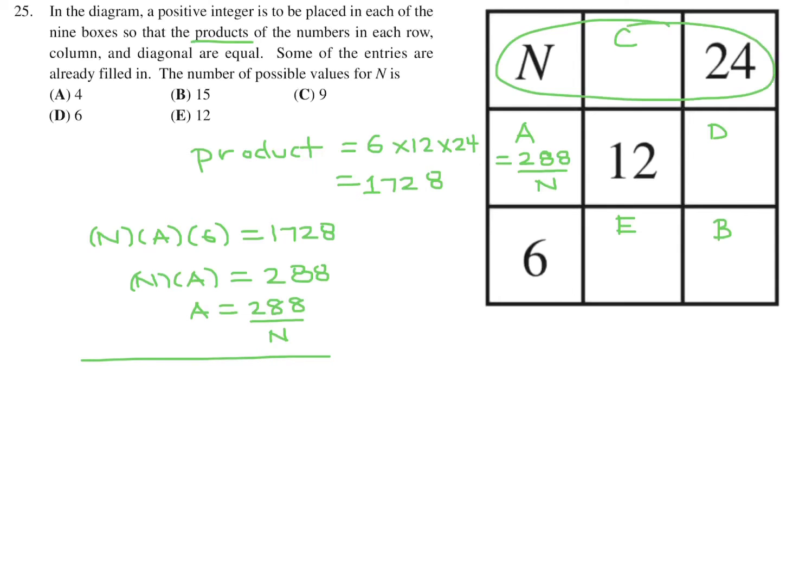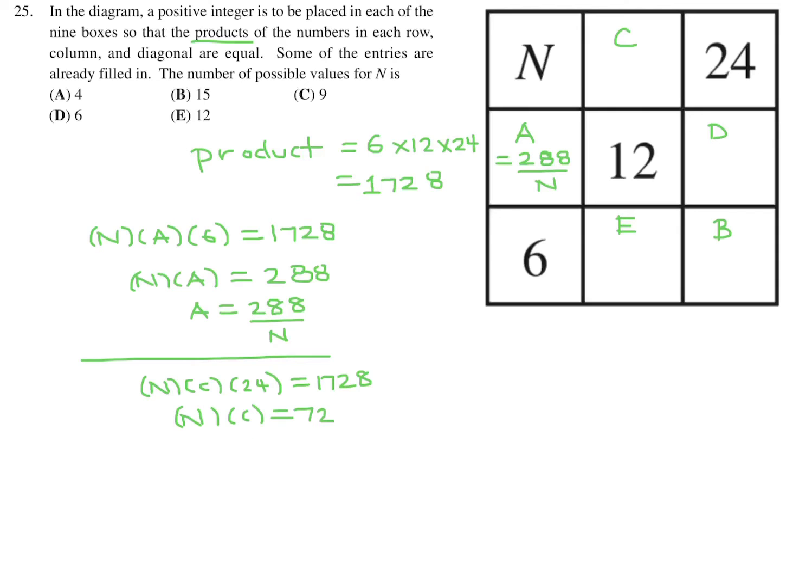And in a very similar way, let's look at that. N times C times 24 is equal to 1728. And therefore n times C is equal to 1728 divided by 24, which is 72. And therefore C is equal to 72 over n. So 72 over n, like that.